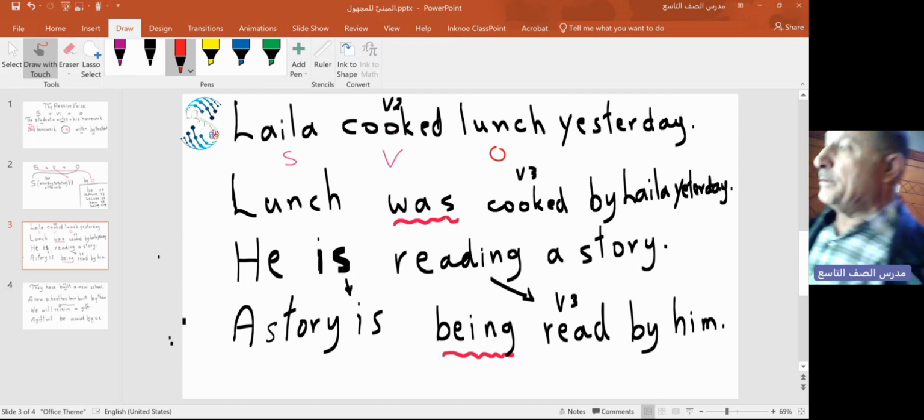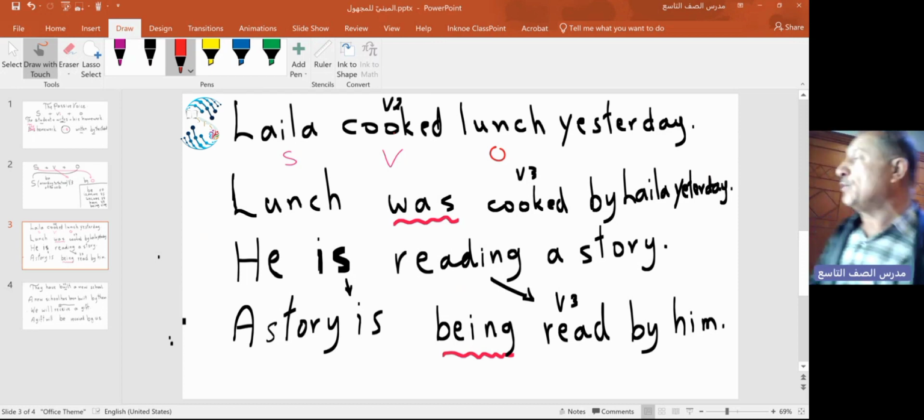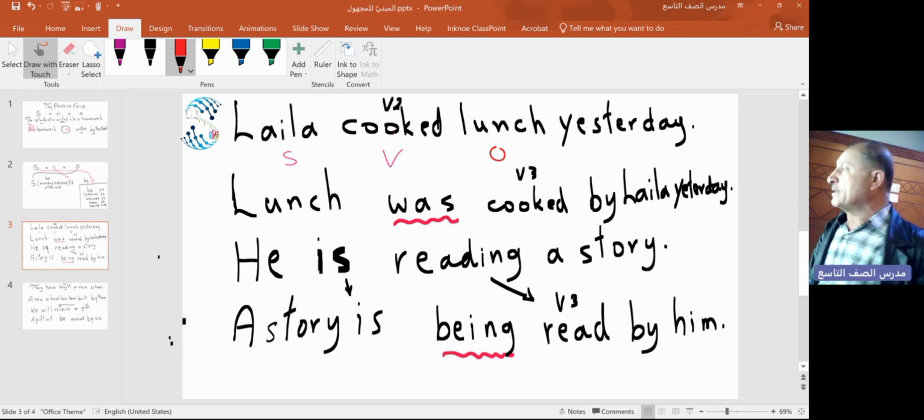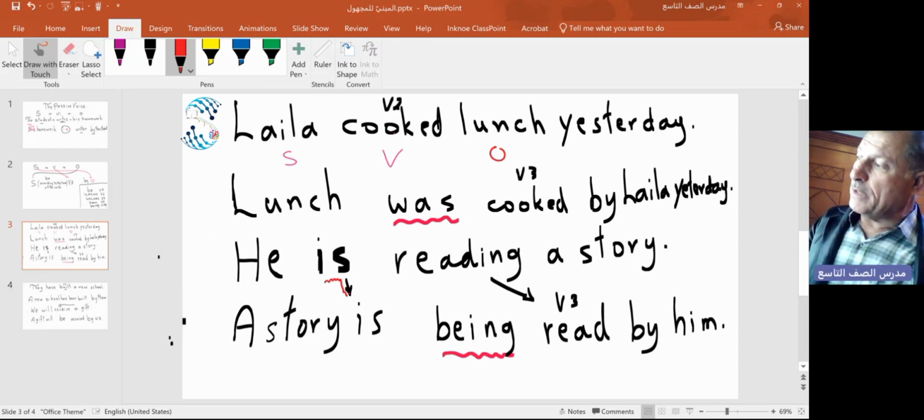So, another example: he is reading a story. Now, he is reading a story is a sentence in the present continuous or progressive tense. The object here is a story, so we start our sentence with a story. And the auxiliary verb here stays the same according to the subject.